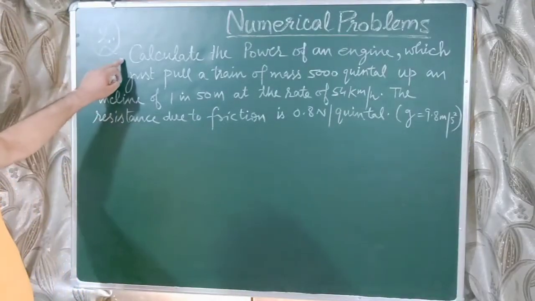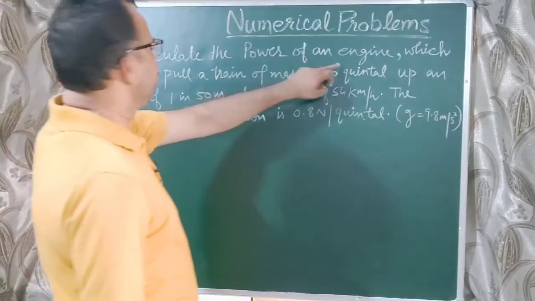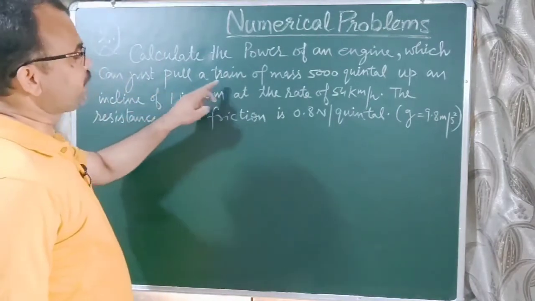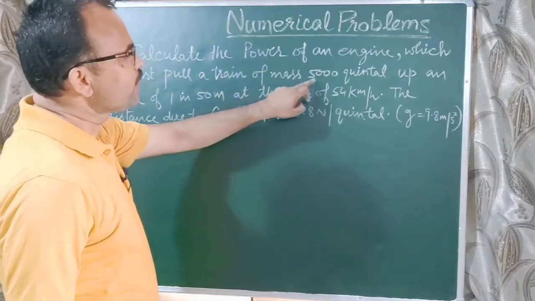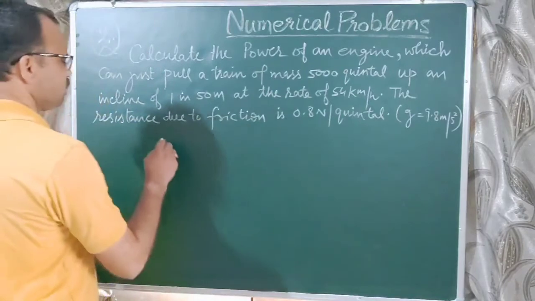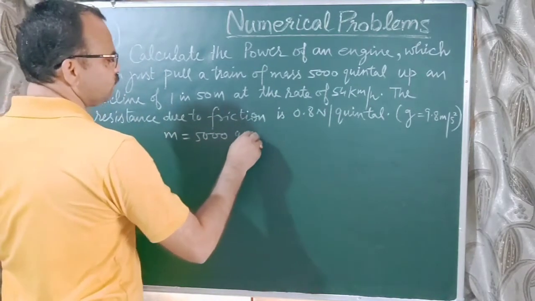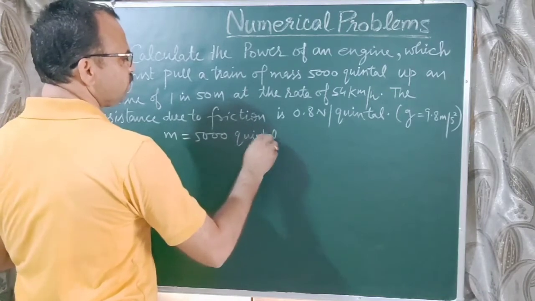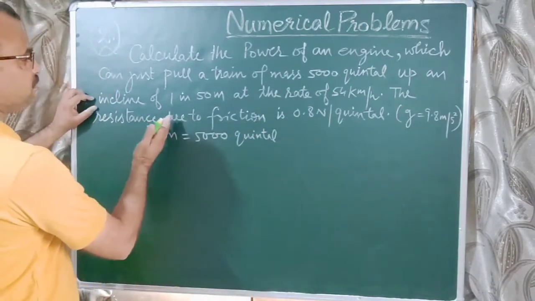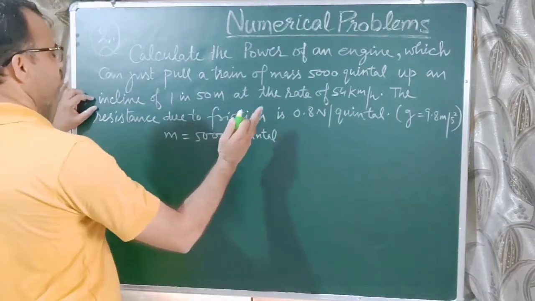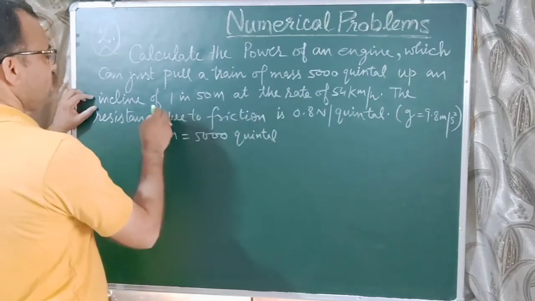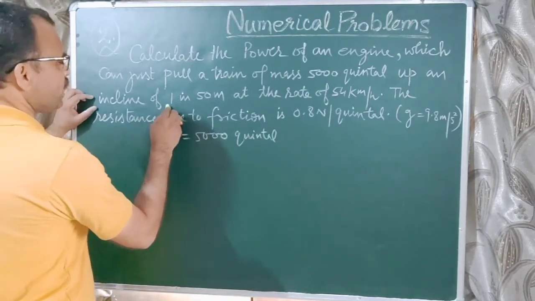Now note the next problem. Calculate the power of an engine which can just pull a train of mass 5000 quintal, means m equal to 5000 quintal, up an incline, means the train is going up an inclined plane, of incline 1 in 50.